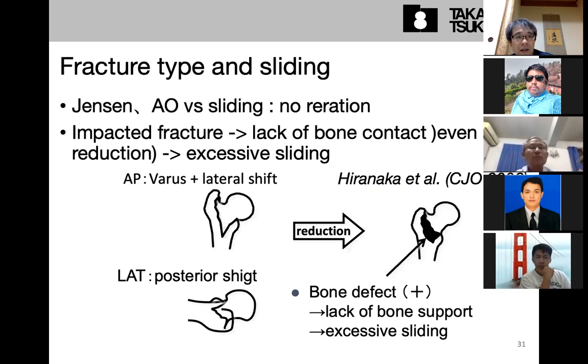So again, Jensen, Evans, and AO classification systems have basically no relation to sliding. So I focus on the type of displacement. I classify it as an impacted fracture, with varus displacement and lateral shift of the proximal fragment. On the lateral view, the proximal fragment is shifted posteriorly.